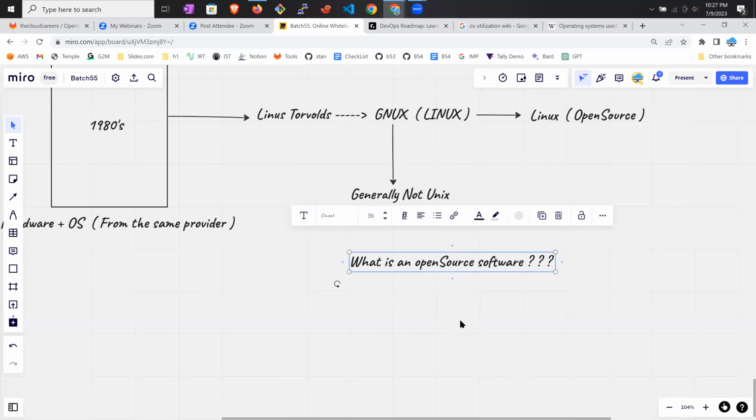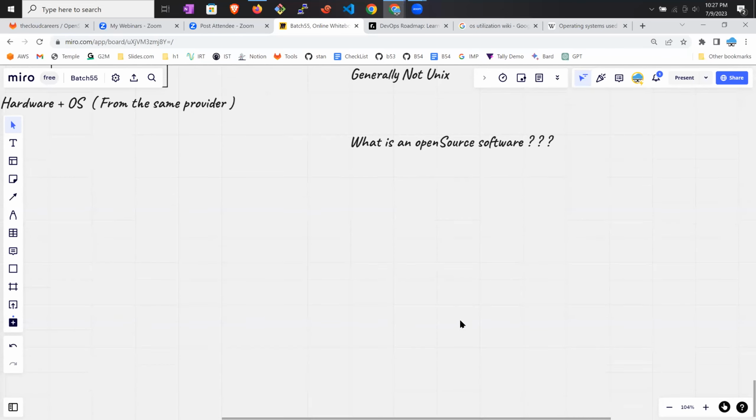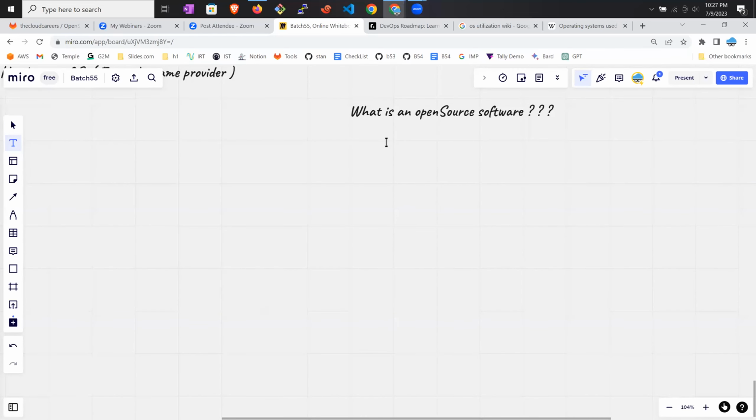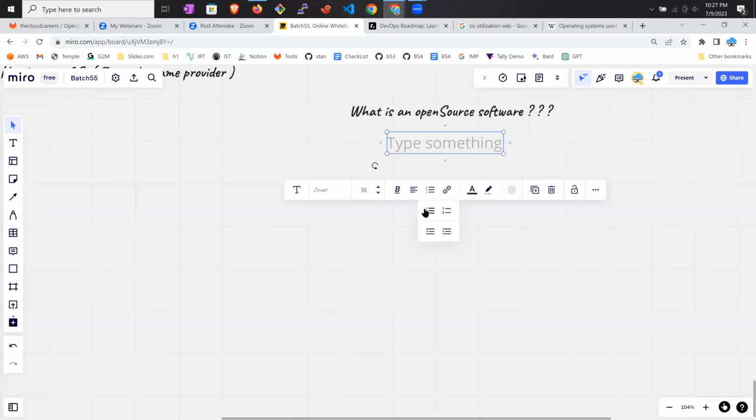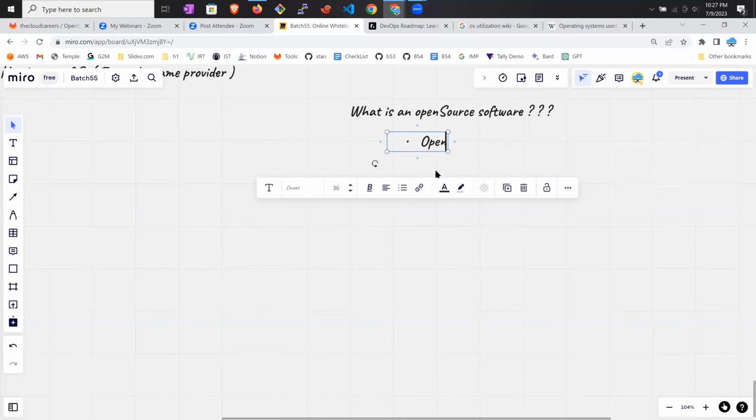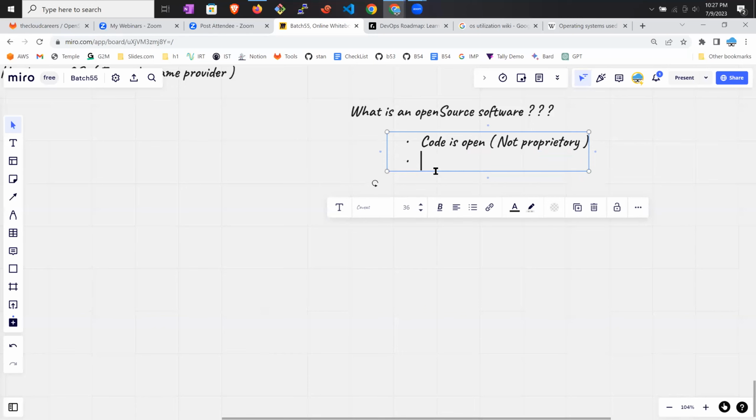Free of cost. Okay, first thing, code is open. What do you mean by code is open? Let's try to understand. Code is open, which means it's not proprietary. Can I say this? Code is not proprietary. Okay, free of use: this may or may not be true all the time.